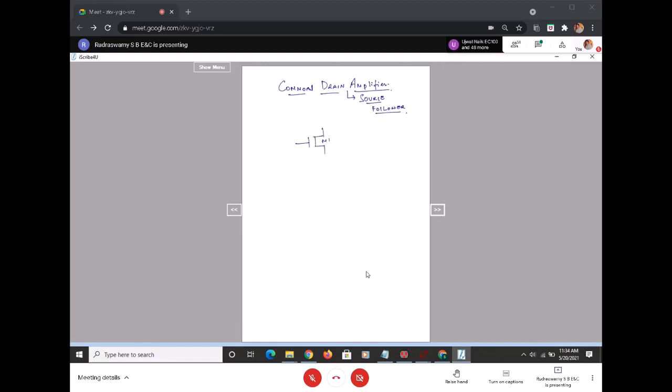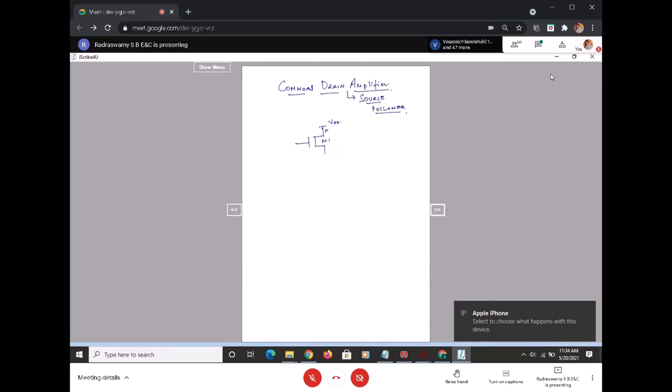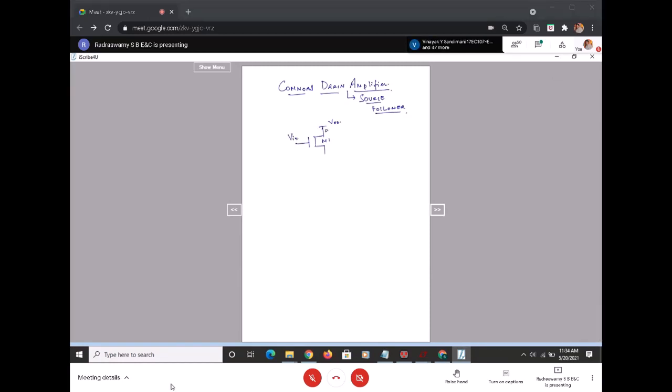This is M1, the NMOS transistor that we are taking. This is VDD, and the drain we are connecting to VDD. This is Vin, and this is the source. Across the source we are taking the output. You can see that the drain is acting as a common between the input and the output. The gate is the input, the source is at Vout, and we have a source resistance connected to ground. So this is your common drain amplifier.